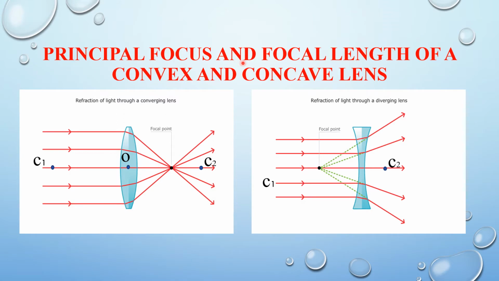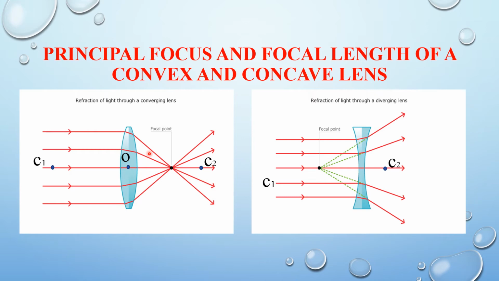Next, principal focus and focal length of a convex and concave lens. Here figure A is showing a convex lens and figure B is a concave lens. In diagram 1 it is refraction of light through a converging lens, and the second diagram shows refraction of light through a diverging lens. Here itself we can easily explain this.